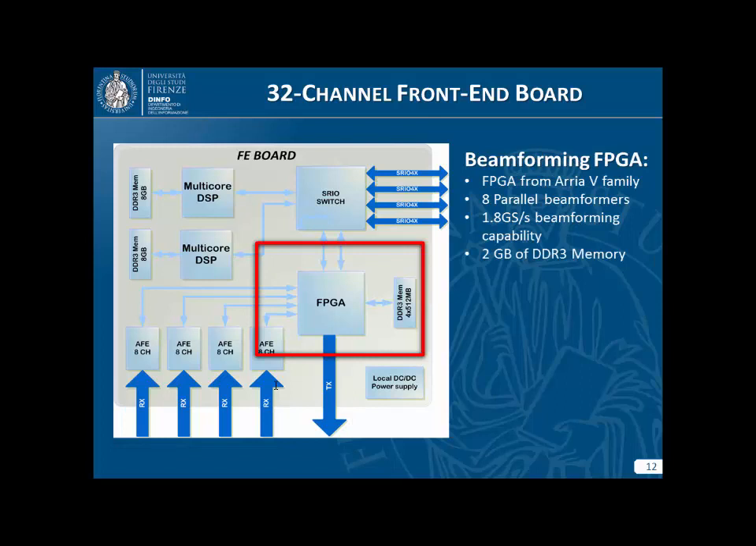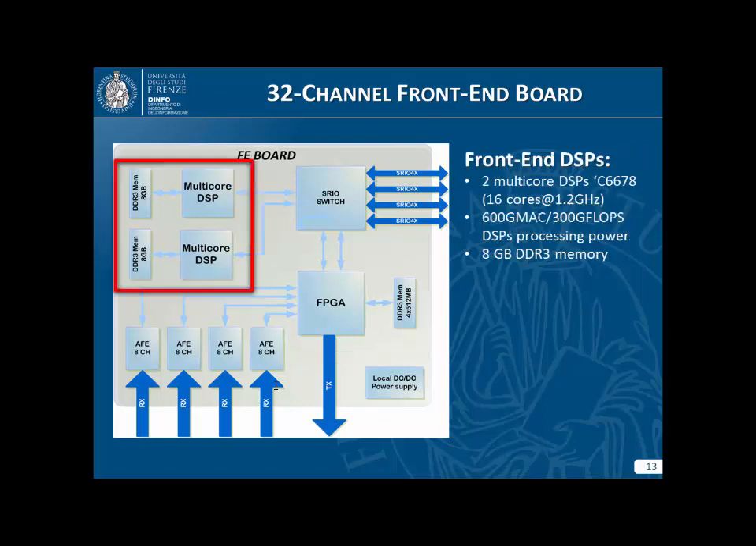We have one FPGA here, which is in charge of beamforming the received data and storing the raw sample data. The FPGA can implement up to 8 parallel beamformers, and the total beamforming capability of each of these FPGAs is about 1.8 gigasamples per second, which is a nice number. And it also has 2 gigabytes of DDR3 memory for storing the beamforming instructions.